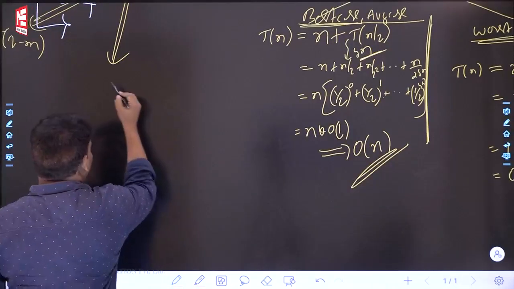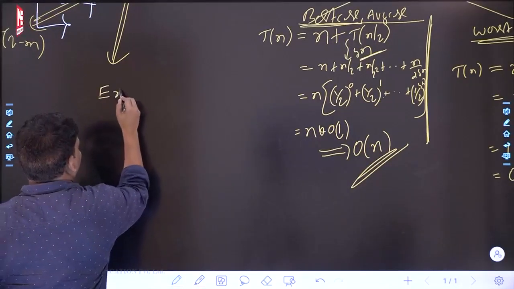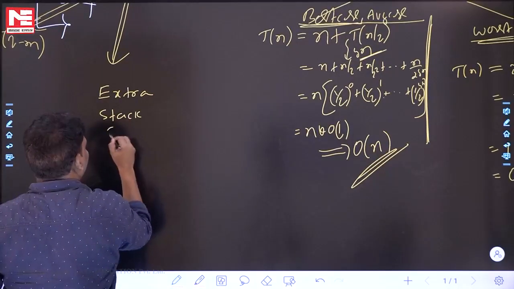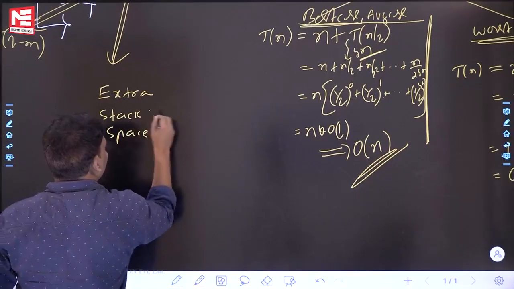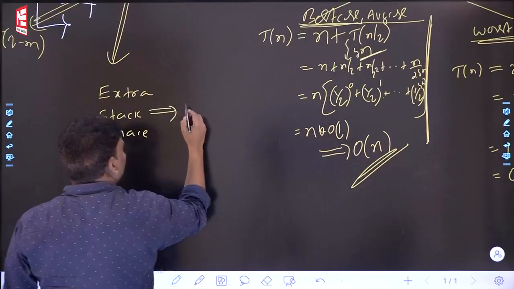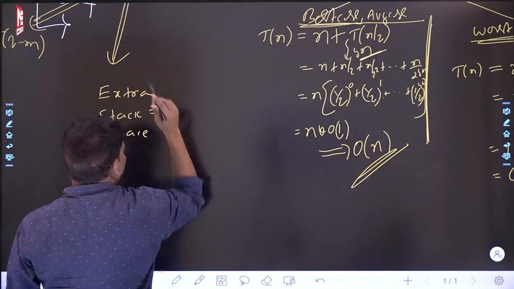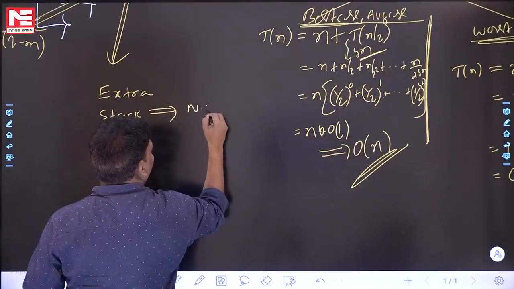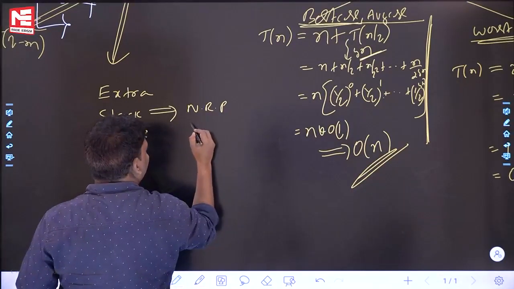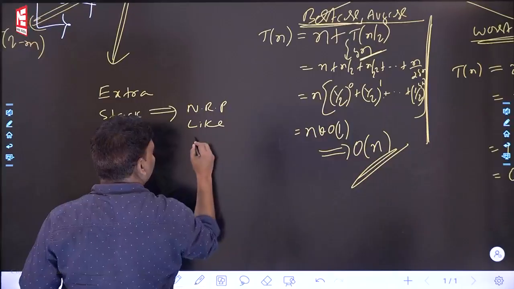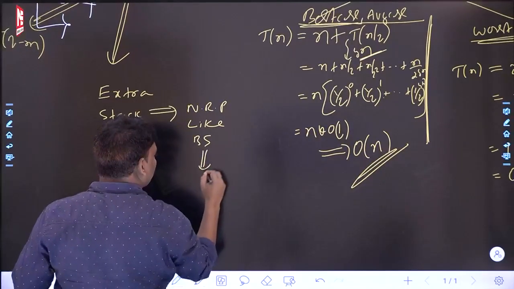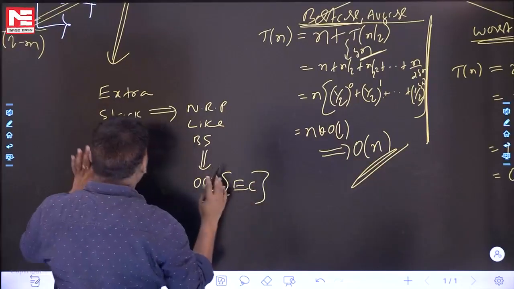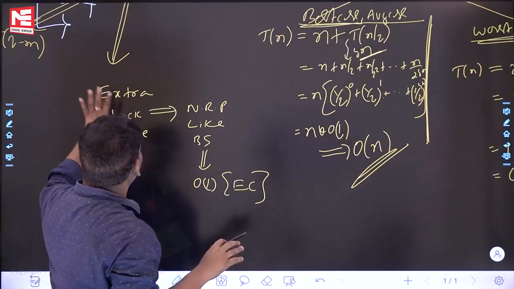Let's see the extra stack space. Can you help me now? For this program, a non-recursive program is possible. It is like binary search. See this one, it is like binary search. Extra space: a non-recursive program, like binary search. So, what is the answer? Order of 1, for every case. I am saying all the shortcuts is one.